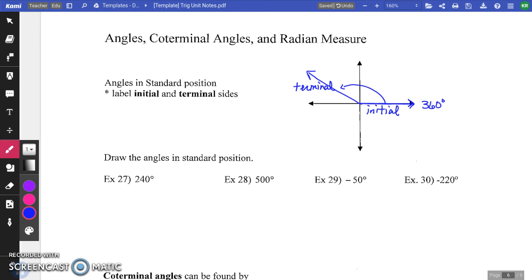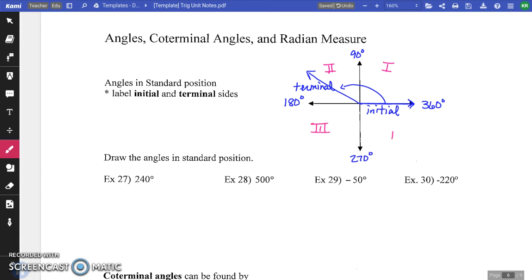With one rotation being 360 degrees, straight up, or kind of like due north, would be 90, 180, 270, and then 360. Okay, the other thing to keep in mind is what your quadrants are. So this is your first quadrant, second quadrant, third quadrant, fourth quadrant. Okay, so let's sketch some angles.